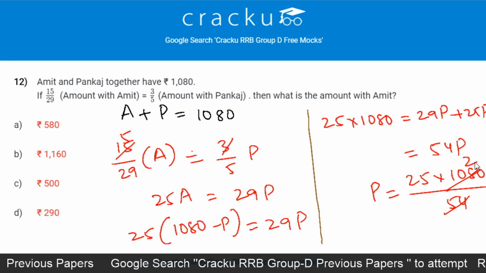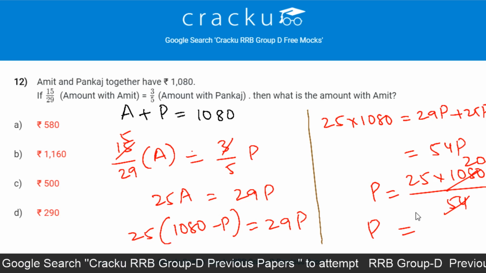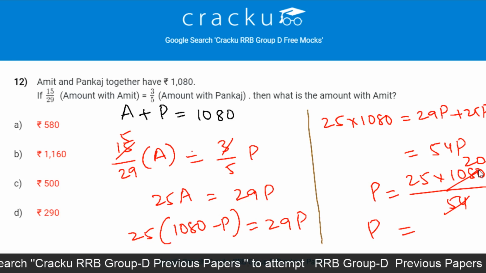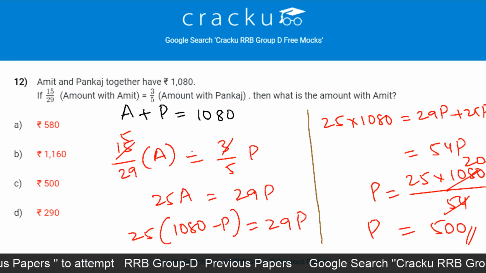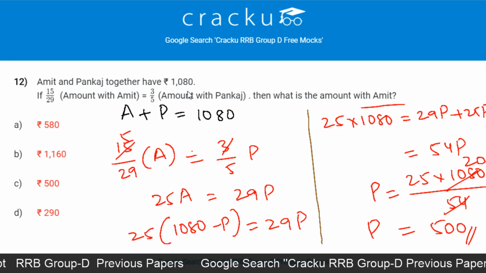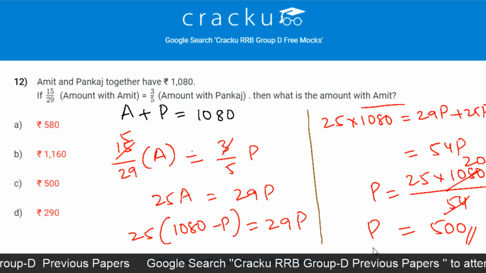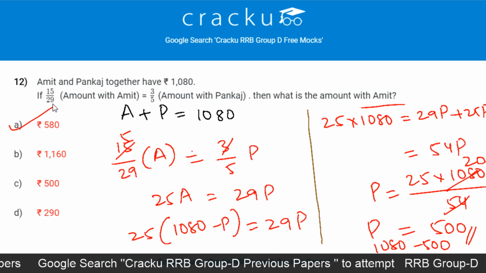54 2s is 108, that is 20. So the amount with Pankaj is 25 into 20, that is 500. But here he is asking us to find the amount with Amit. So 1080 minus 500. So the answer is 580 for this question.